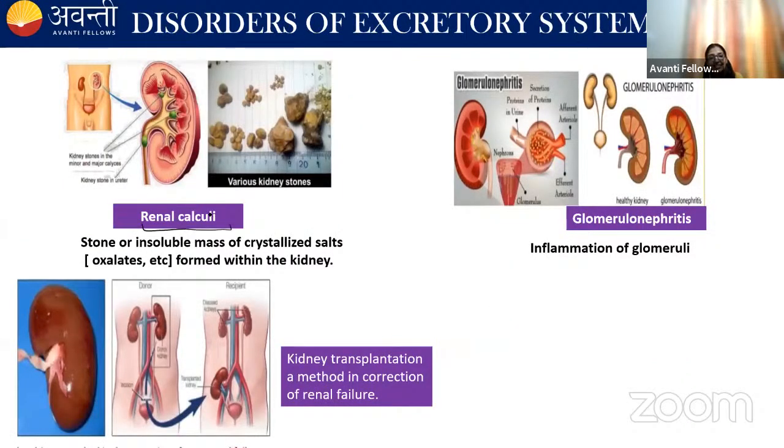Next is renal calculi. Calculi are stones of calcium oxalate. These are stones, or insoluble masses of crystallized salt, formed within the kidney, which we call kidney stones. And glomerulonephritis is the inflammation of the glomeruli. Kidney transplantation is a method of correction of renal failure.